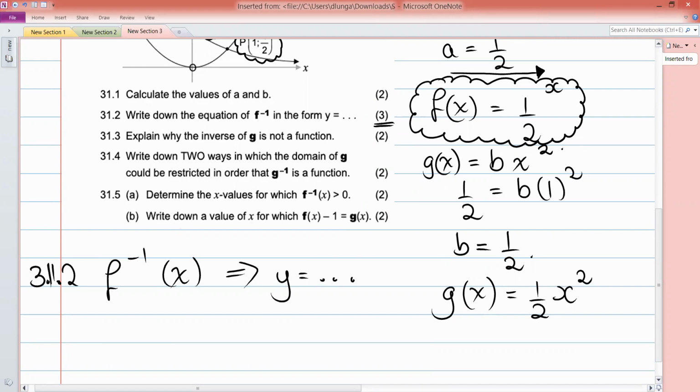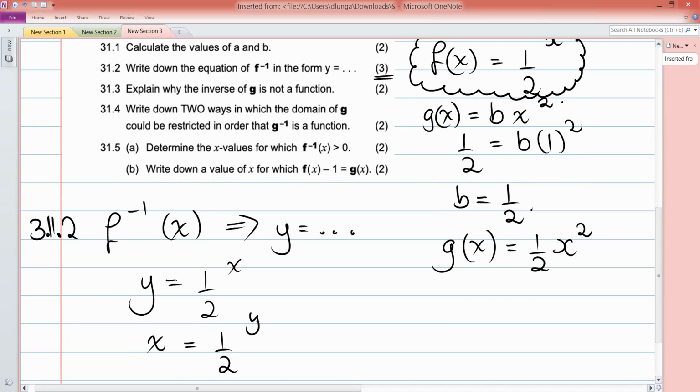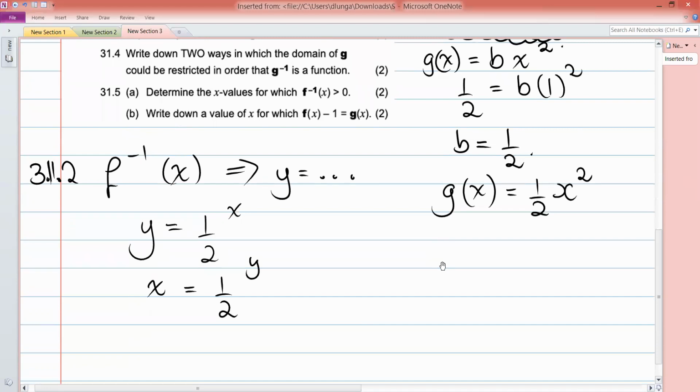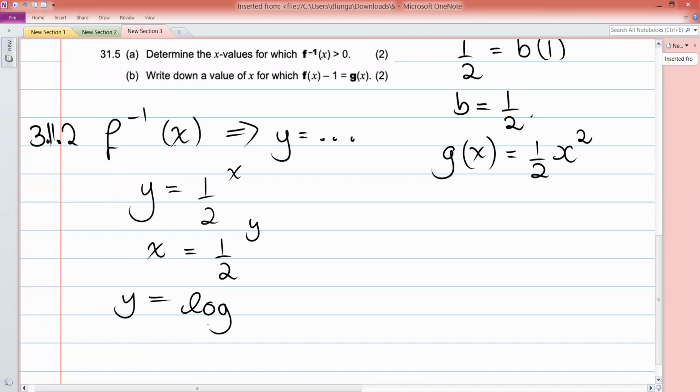So remember, whenever you're looking for an inverse, you start off at this point. What would the next step be? You would have to switch the x and the y. So here, you now have x equals a half to the power of y. To make this the subject of the formula, you take the log of both sides. So in the form y equals, this would be log to the base of a half x. Okay. Right, so for this one, you get a mark for doing the x and y and then positioning the log a half like that. And then for the entire equation, that would be your 3 marks.